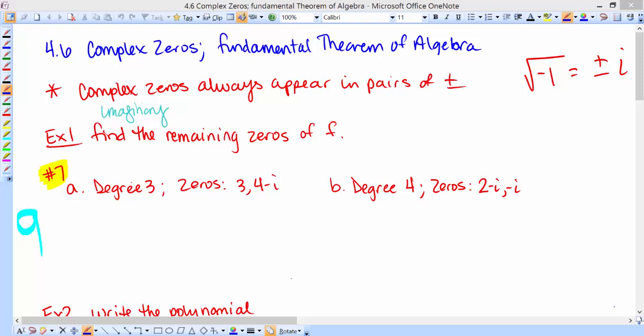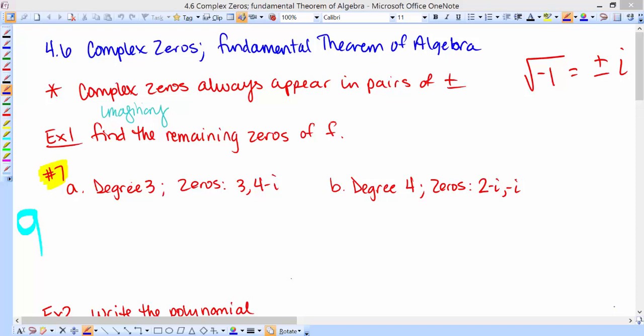As we're going through this, make sure you write down any questions that you do have so you can ask me in class tomorrow as we are discussing this further and working on our classwork. So we have 3 examples to look at. Our first example is just understanding the conjugate complex zeros.